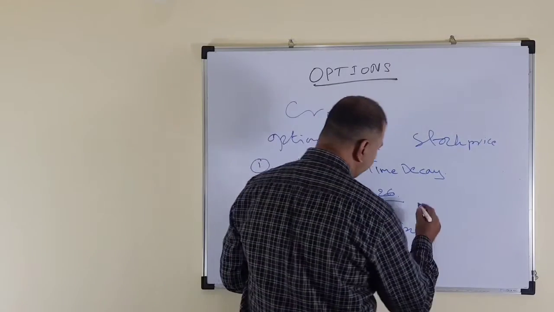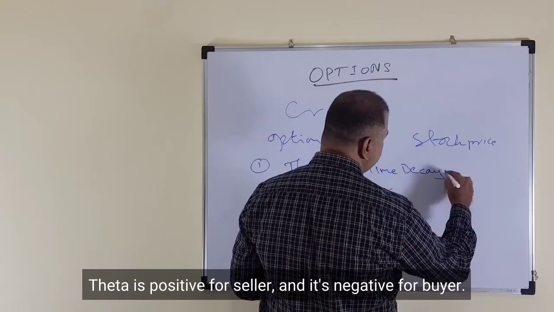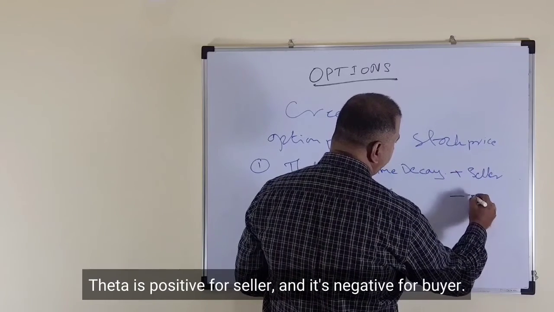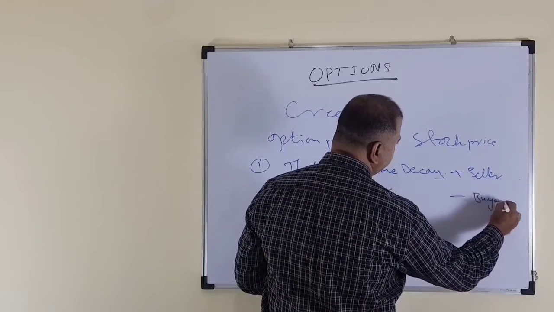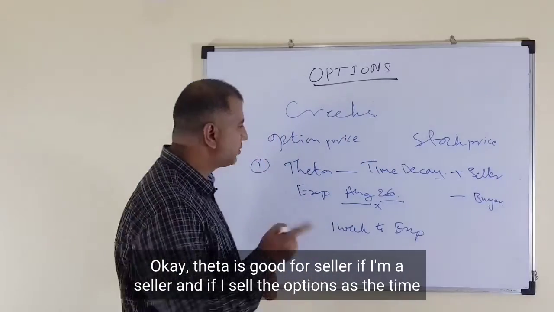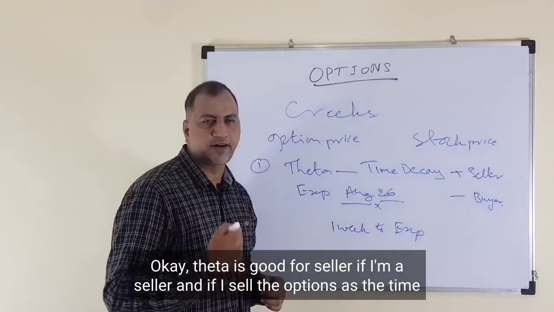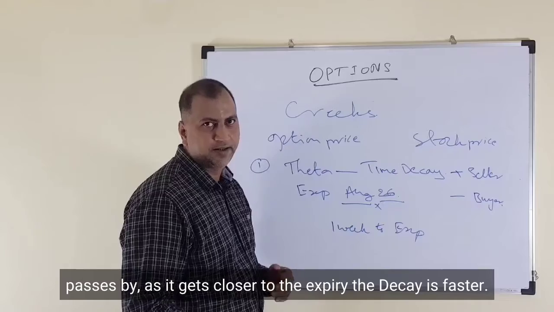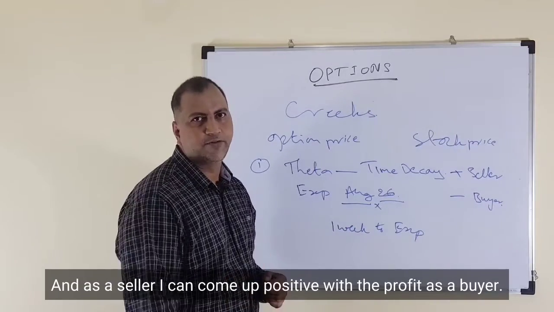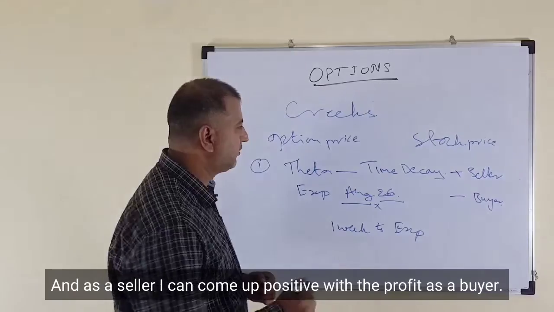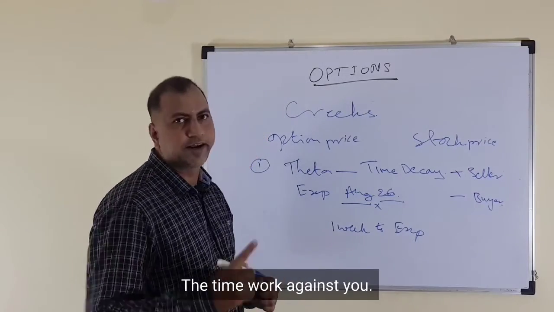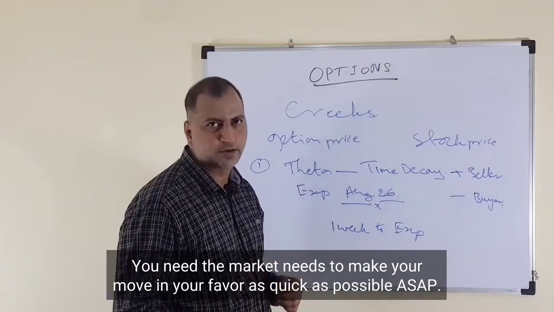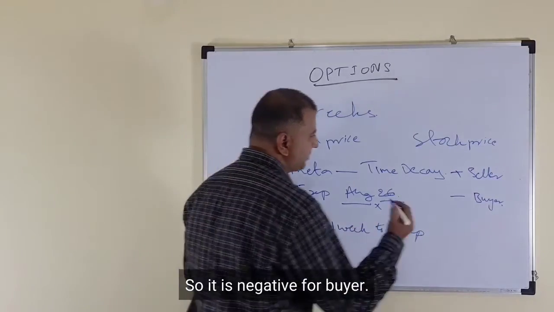So theta is positive for seller and it's negative for buyer. Theta is good for seller. If I sell the options, as the time passes by, as it gets closer to the expiry, the decay is faster, and as a seller I can come up positive with a profit. As a buyer, the time works against you. The market needs to make a move in your favor as quick as possible, ASAP. So it is negative for buyer.